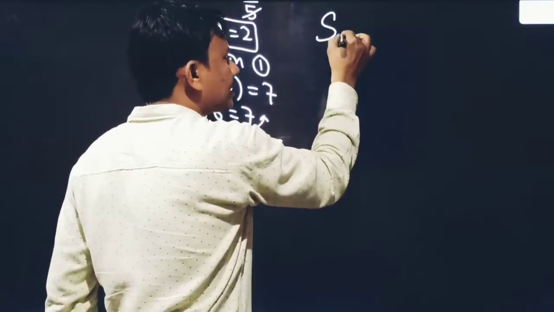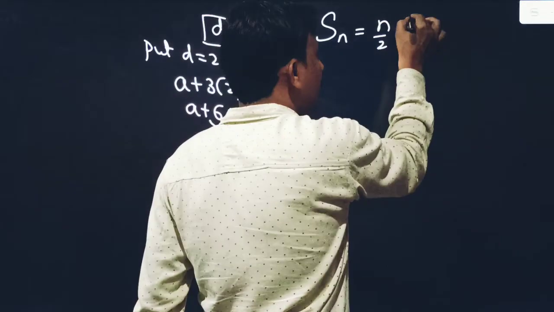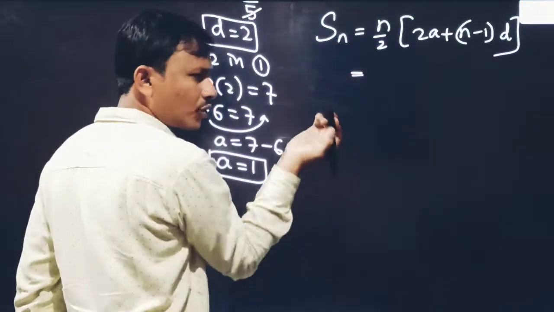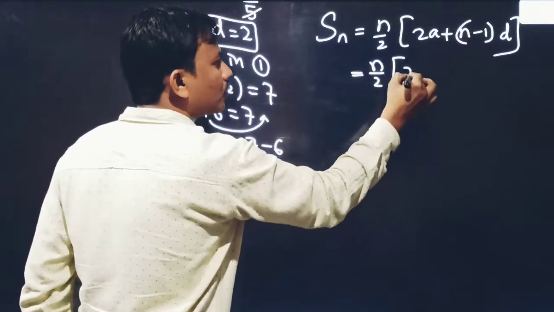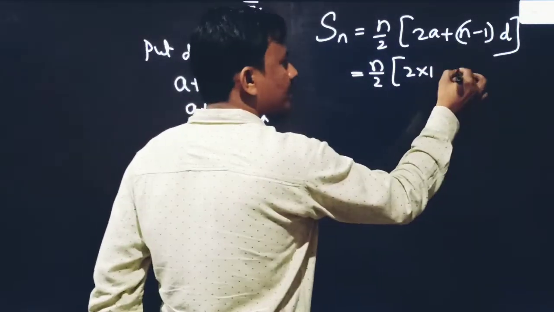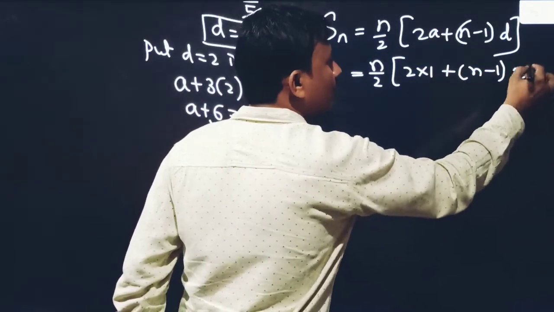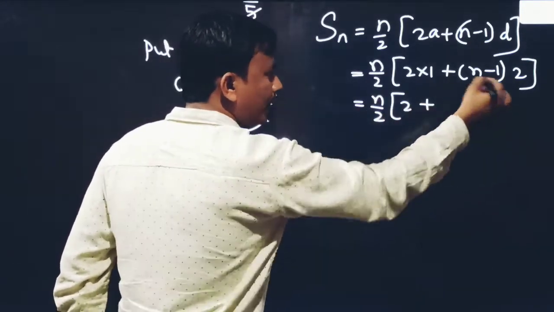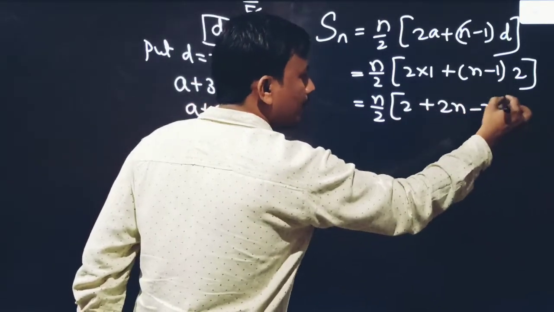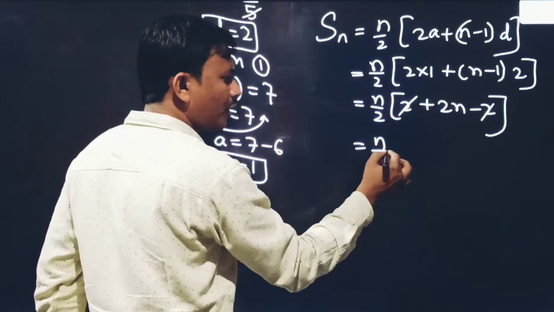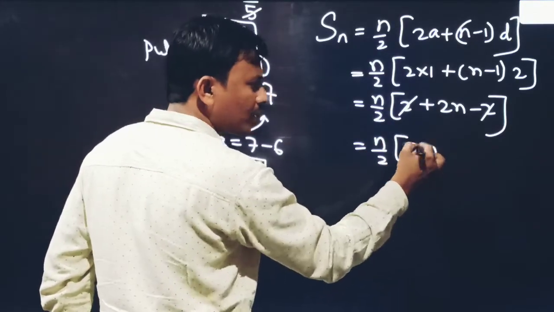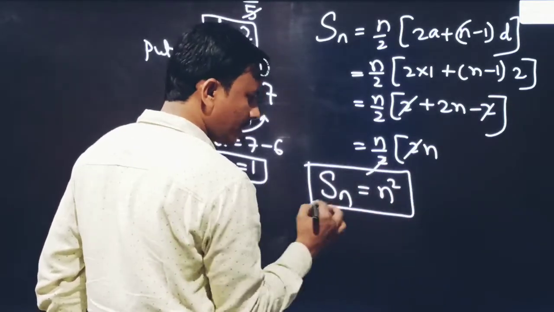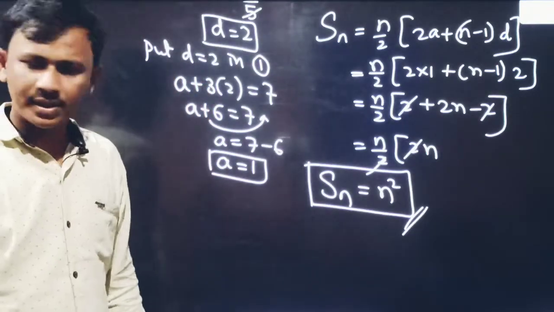What we need to find out? Sn. Sn is equal to n by 2 in bracket 2a plus n minus 1 into d. n we don't know. Sn is equal to n divided by 2 in bracket 2 into a value 1, plus n minus 1 into d value 2. This is equal to n by 2 in bracket 2 into 1 is 2, 2 into n is 2n, minus 2. Plus 2 minus 2 cancel. n divided by 2 in bracket 2n, 2 and 2 cancel, n into n is n square. Therefore Sn is equal to n square is the answer. Check it out.